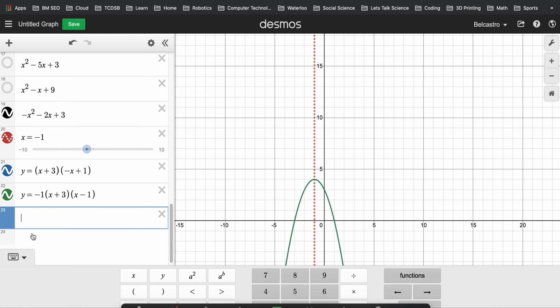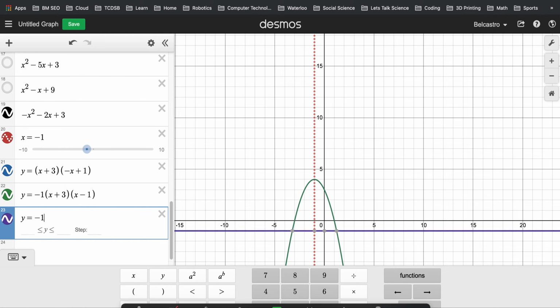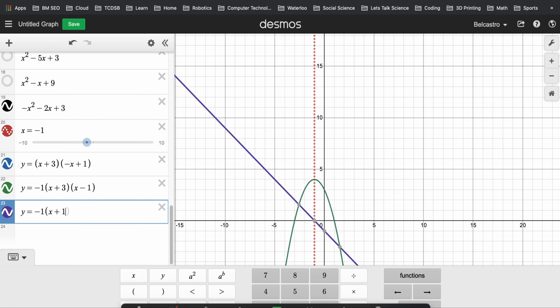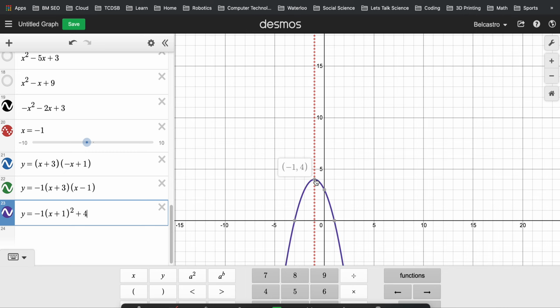And finally, that vertex form that we just found, y is equal to -1, we said it was (x plus 1) squared plus 4. And you notice it continuously overlaps again and again and again.